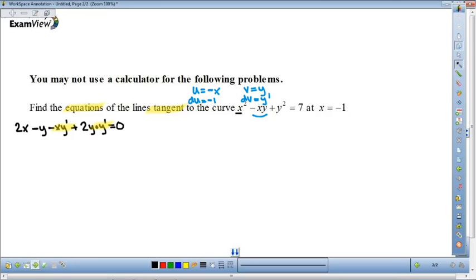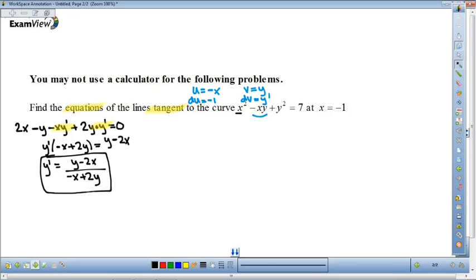So anything with the y prime, we're going to factor, and everything else we're going to move to the other side. So we're going to have y prime times (negative x plus 2y) is equal to y minus 2x. Then I'm going to divide. So I'm left with y minus 2x over negative x plus 2y. So there's my slope, my derivative of the tangent line.